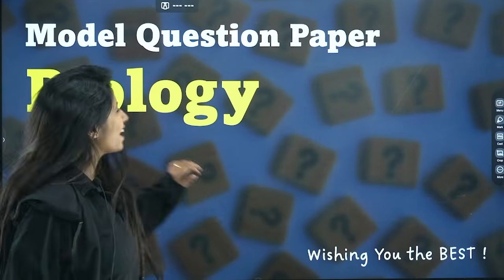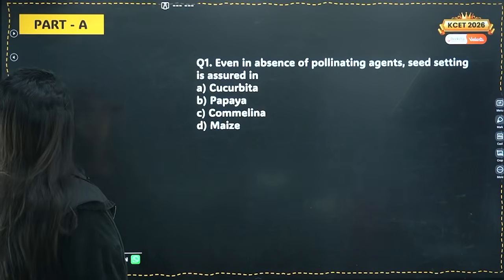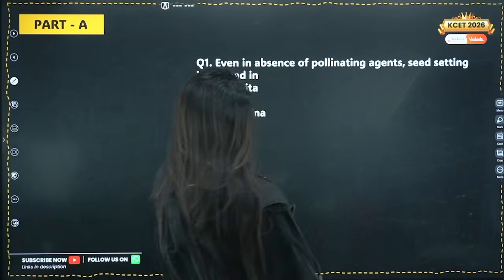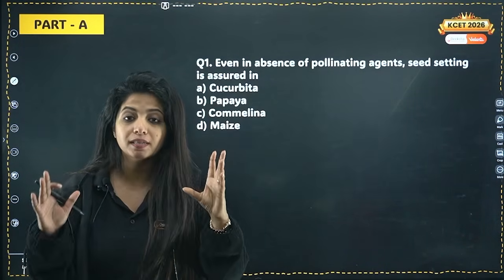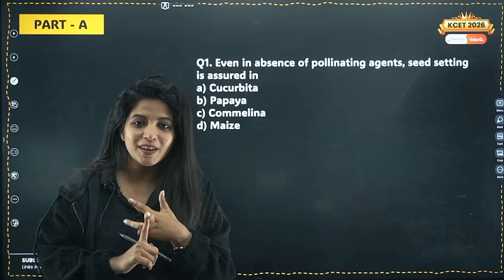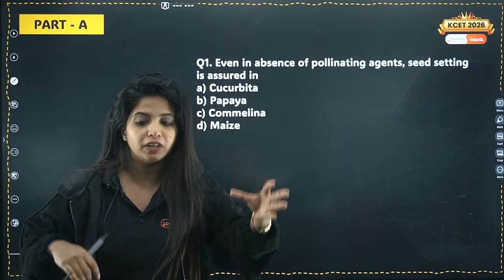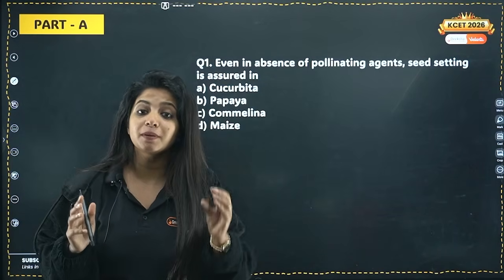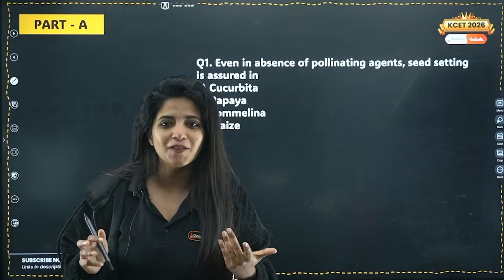Yes, so let's go ahead with the first question, and it goes like, even in the absence of pollinating agents, seed setting is assured in. That means, suppose there are no pollinating agents, no honeybee, no insect, no wind, no water, nothing out there. Still, seed setting is there. That means seed is definitely being formed. How is seed formed, my dear children?